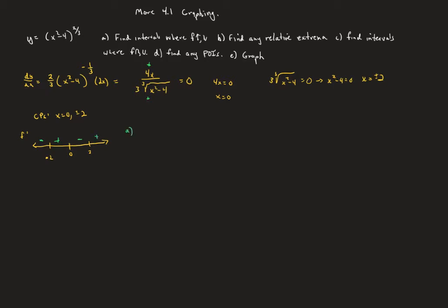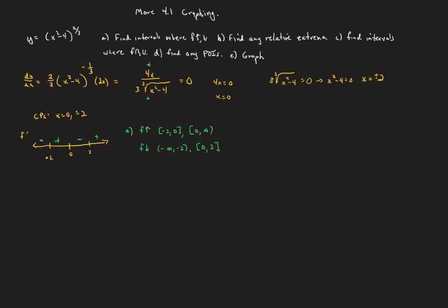So to answer part A, the function is increasing where the derivative is positive. That's from negative 2 to 0, including the endpoints, and also from 2 to infinity, including the 2, though we never include infinity. F is decreasing where the derivative is negative. That's from negative infinity to negative 2, including the negative 2, and between 0 and 2, including both of those.